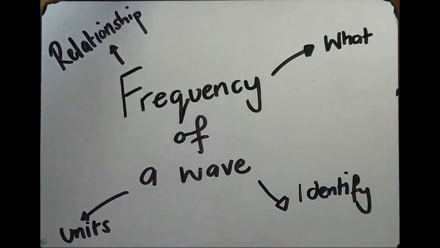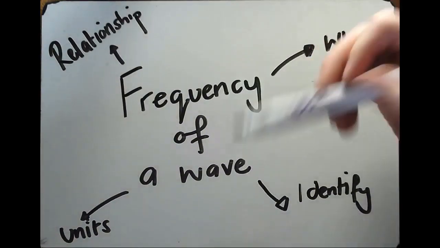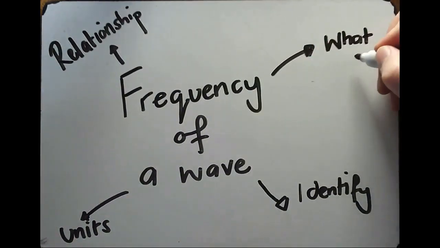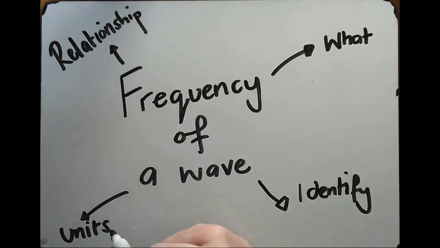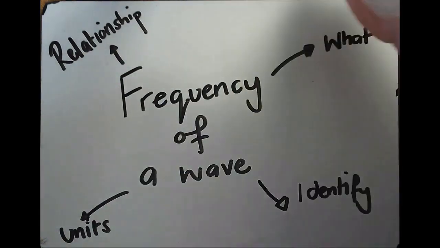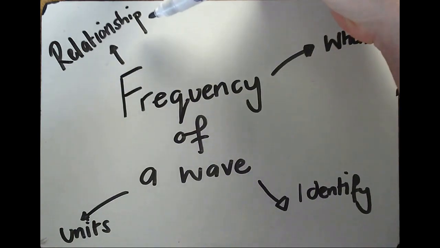Hello and welcome to video number 3 in this series on waves. In this video we are going to focus on the frequency of a wave. We're going to look at what frequency is. We're going to look at how to identify the frequency of a wave from a frozen wave diagram. We're going to look at what the units of frequency are, and we're going to dive a little bit deeper and explore the relationship between frequency and wavelength of a wave.